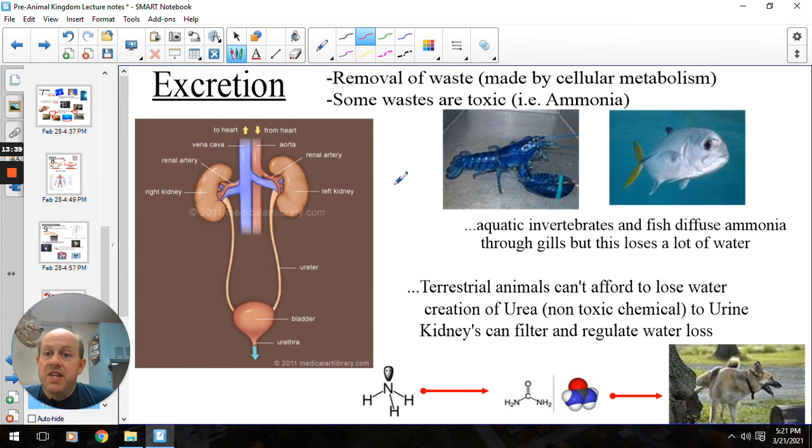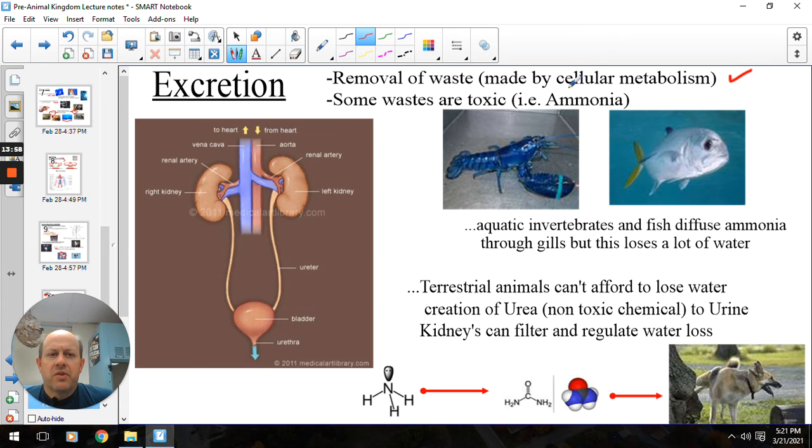Another system is the excretory system. So one of my good friends growing up, his dad was a urologist, so we heard all kinds of fun excretory system stories. And this is going to be the removal of waste. Now you might be thinking, didn't we cover that? Isn't that what digestion was? But this is different waste.